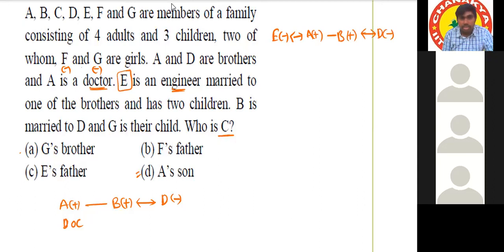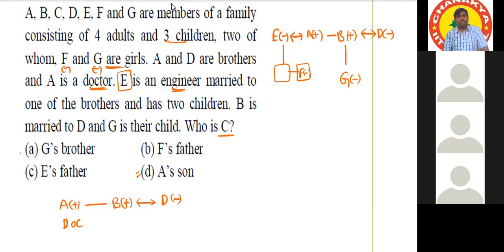Next, E is an engineer married to one of the brothers and has two children. So these two persons, A and E, are having two children. We don't know who they are, but they have two children. Next, B is married to D. G is their child. G is a male or female? Female. There are three children, and of them, F and G are girls. So G is a girl and is the child of B, which means F should be the child of A and E.